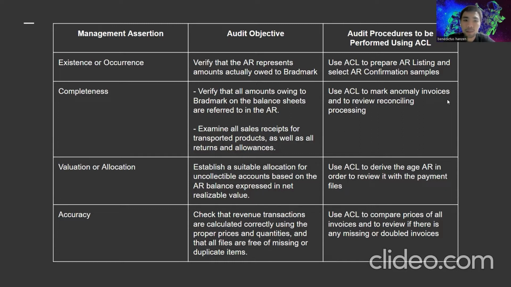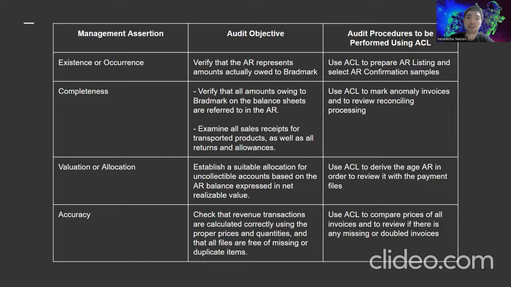Here, the audit objective must verify that all amounts owing to Bradmark on the balance sheet are referred to in the accounts receivable. Also, the audit objective here is to examine all sales receipts for transported products as well as the returns and allowances. And using ACL, it needs to mark the anomaly invoices and to review the reconciling processing.